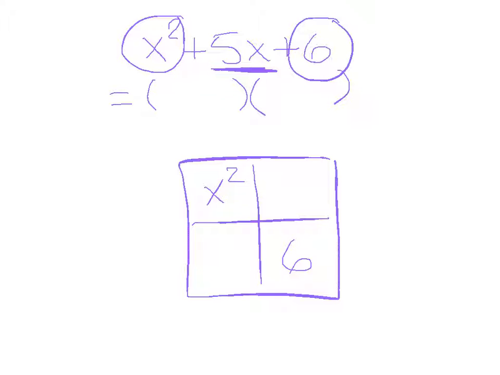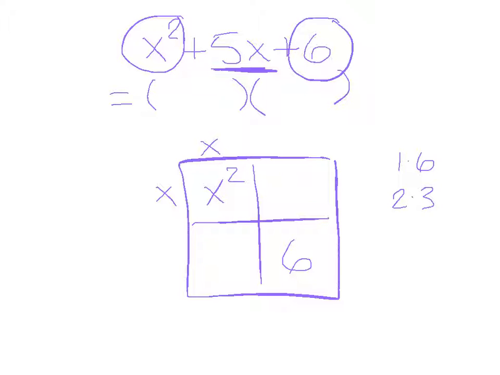So now let's start filling up the outside of the box here. In order to get that x squared, I would need this to be an x right here and this to be an x. That'll give me x squared. Now to get the 6, remember these two numbers, the number that goes here and the number that goes here, multiply to give me 6. So it helps to think about what gives me 6. I've got 1 and 6, and 2 and 3.